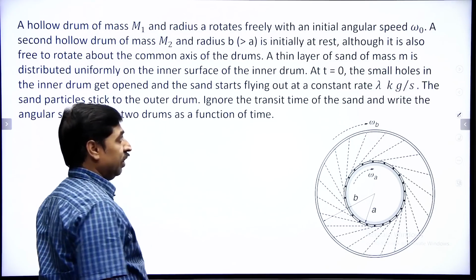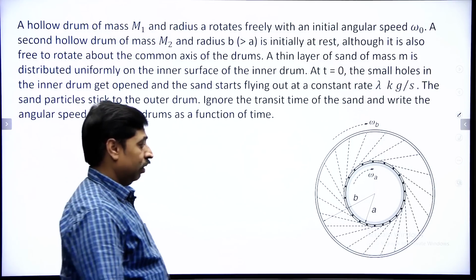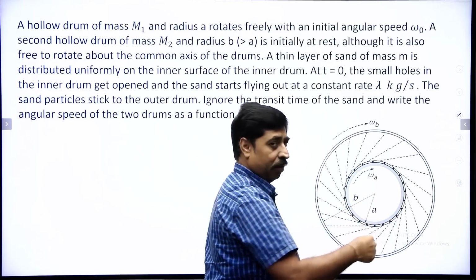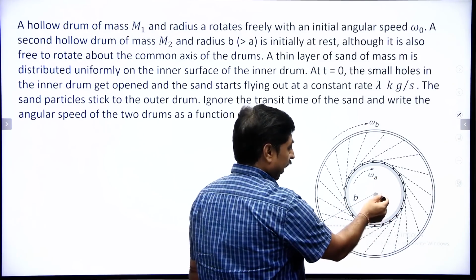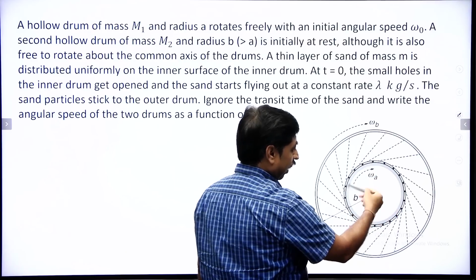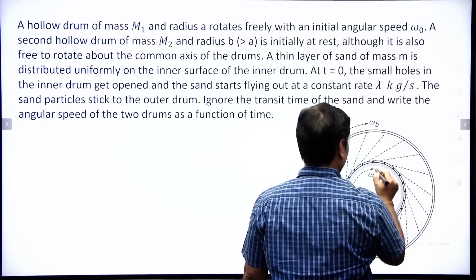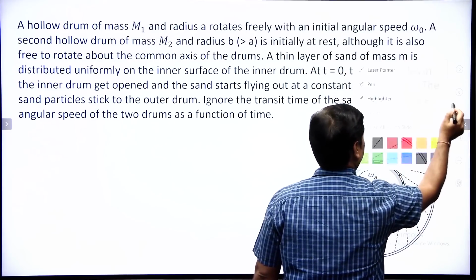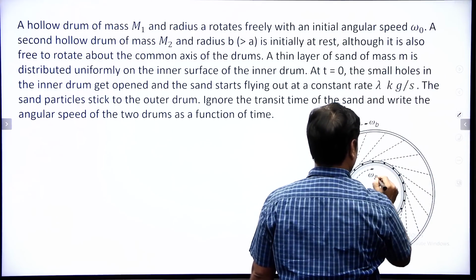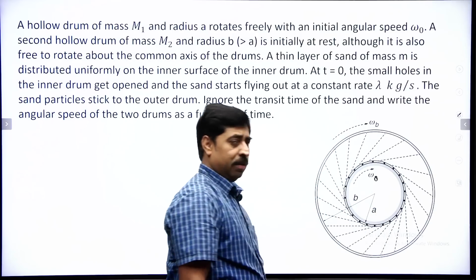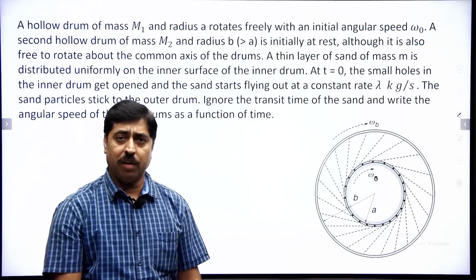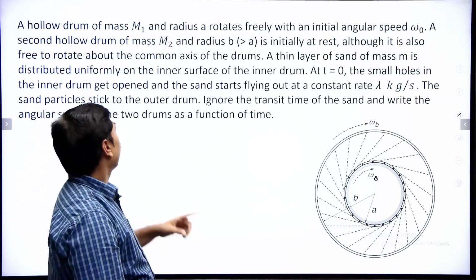A hollow drum of mass m1 and radius a rotates freely with an initial angular speed omega naught. This is a hollow drum. It is a hollow cylinder. It is spinning about its own central axis at an angular speed omega naught.